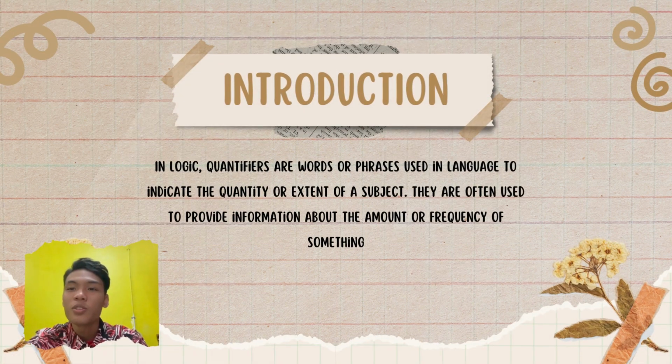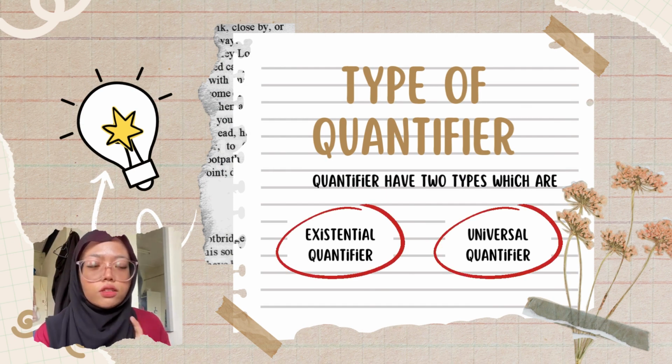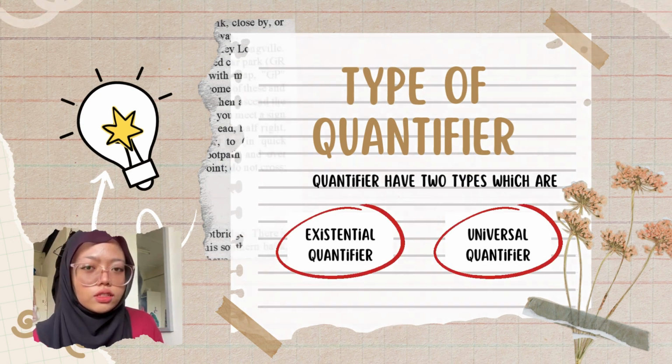Let's go to the introduction first. In logic, quantifiers are words or phrases used in language to indicate the quantity or extent of a subject. They are often used to provide information about the amount or frequency of something. There are two types of quantifier. The first one is existential quantifier and the second one is universal quantifier.